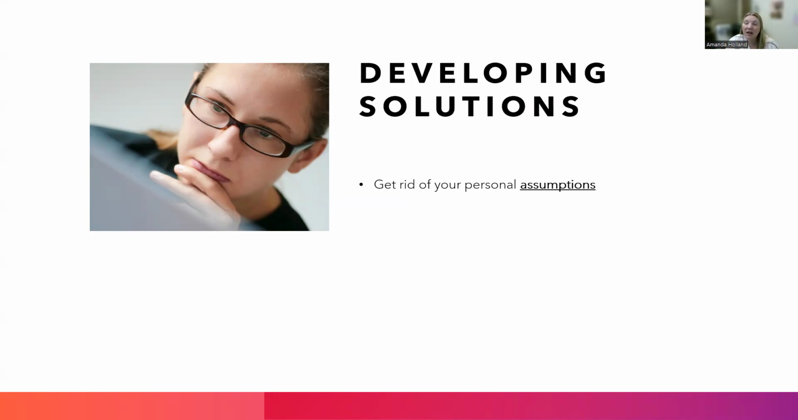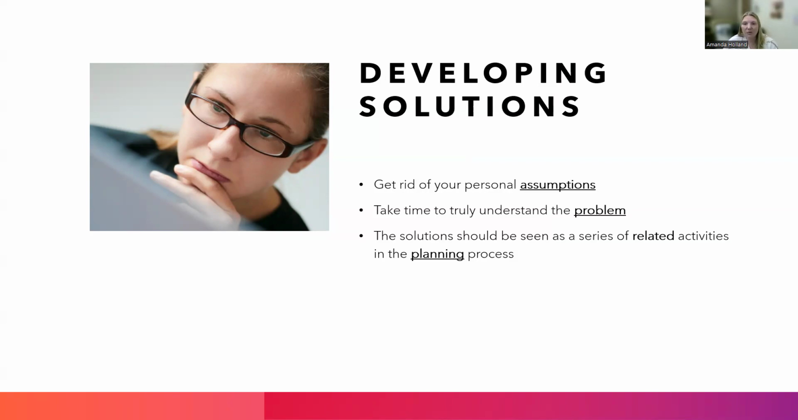All right, so when we're developing solutions, we want to, first of all, get rid of our personal assumptions. We have a lot of assumptions sometimes, in that we are thinking through those prejudices, those biases, things we think about other people, just maybe by looking at them. One that is very prevalent right now is thinking that if someone is overweight, they do not work out and they do not care about their health, which is really not true at all.